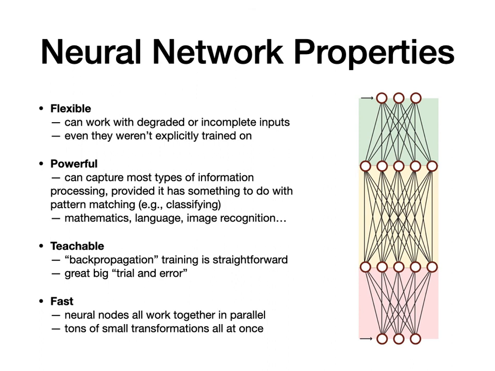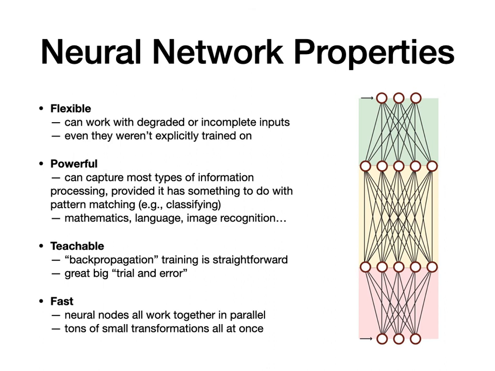They are teachable, so not only are they trainable, you can train them pretty easily, right? Backpropagation training is straightforward. It's this huge trial and error process. It's a little slow, but it's still great. All we've got to do is give it good inputs and outputs, and it'll work itself to the bone to figure it out. And then finally, they're fast. Now, not to train them, but neural nodes all work together in parallel. You take all the inputs, you shunt them onto the next layer, shunt them onto the next layer, and then you're done. So tons of small transformations all at once in parallel, side by side.